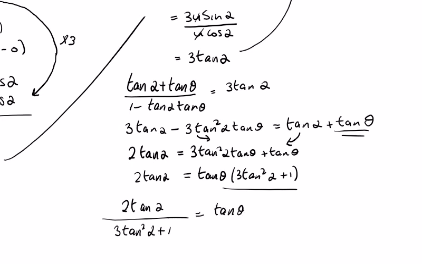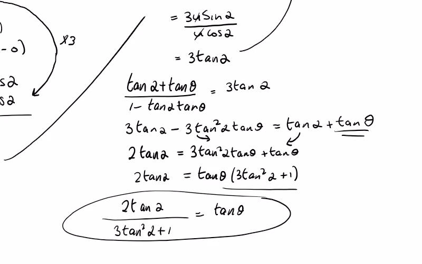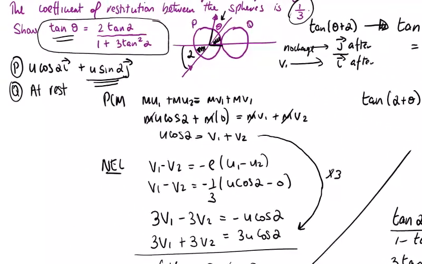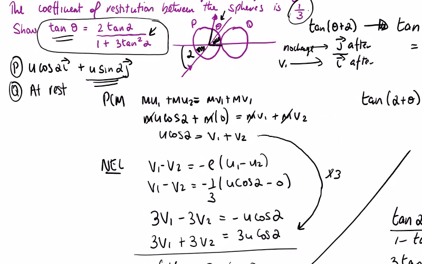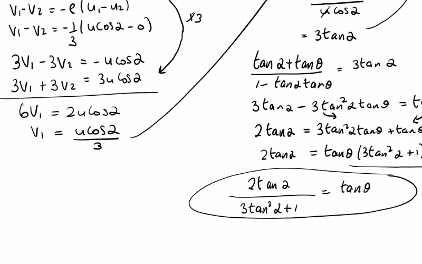Is this what they were looking for? 2 tan alpha over 3 tan squared alpha plus 1. 2 tan alpha over 1 plus 3 tan squared alpha, which is what we have.